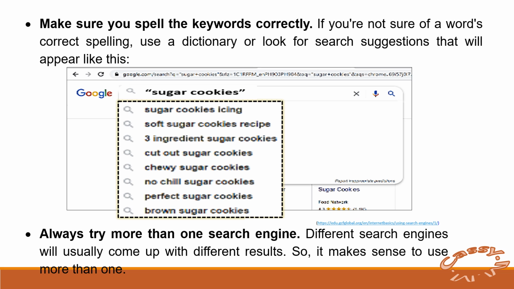Always try more than one search engine. Each search engine doesn't look through every site on the web. Instead, most search engines check website pages every once in a while to create their own databases. Different search engines will usually come up with different results, so it makes sense to use more than one.